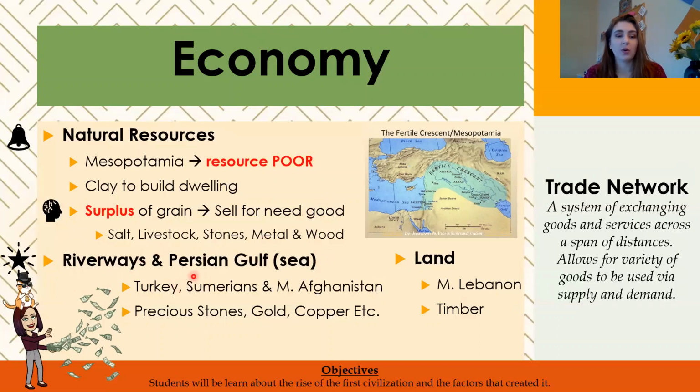So they would use these riverways, the riverways in the Persian Gulf, to go to modern-day Turkey, where the Sumerian nations, as well as modern-day Afghanistan, to get precious stone, gold, and copper. And then along land, they traveled on land, what is modern-day Lebanon, to get timber. So in general, they traveled up and down these rivers between the Mediterranean and the Persian Gulf in order to get the natural resources needed and to grow and develop their trade network.